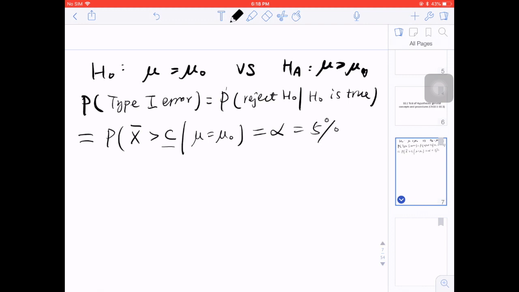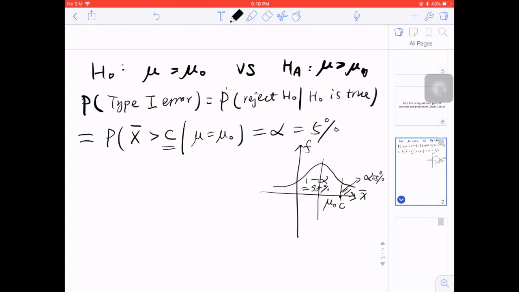So how can I find this C? Okay, so if we just focus on H0 itself, it will be like this. So this is your C, okay? So this value is your C. So this area is your alpha, right? We want this area to be 5%, and the rest of this area is equal to 95%. Okay?